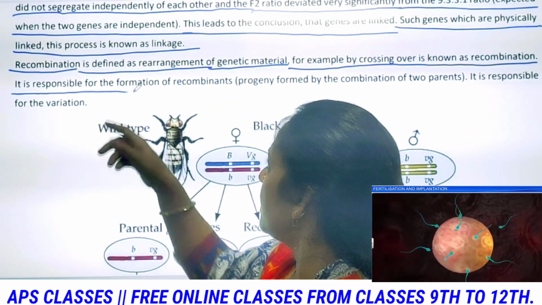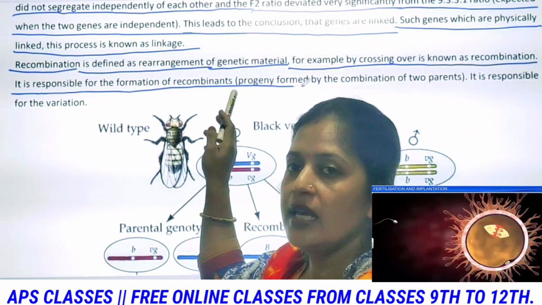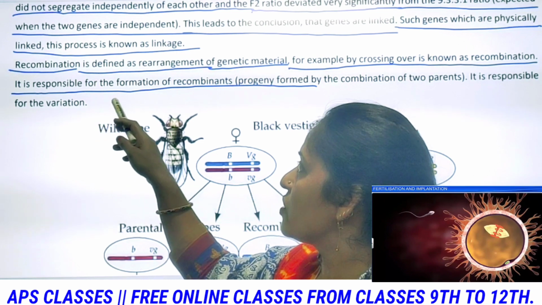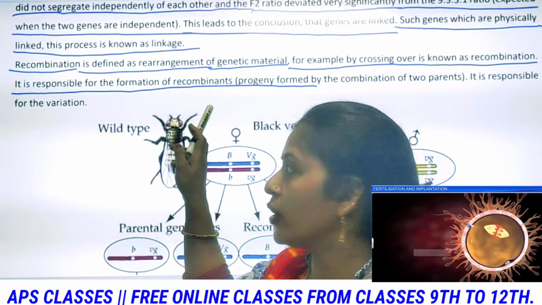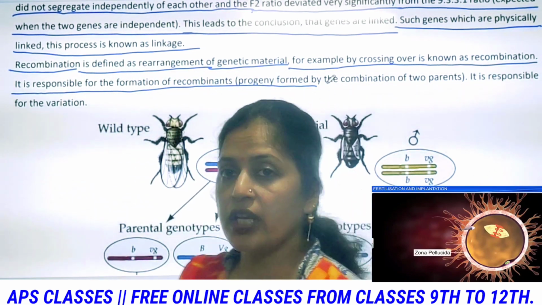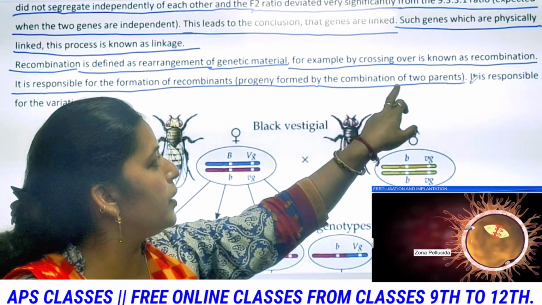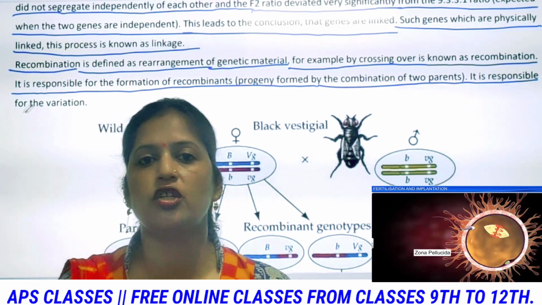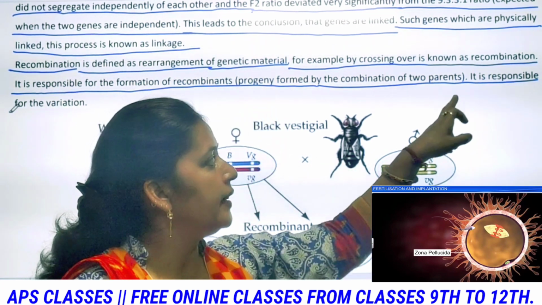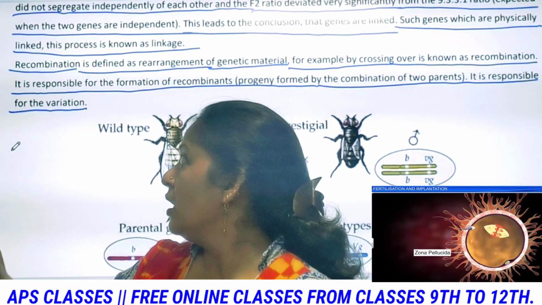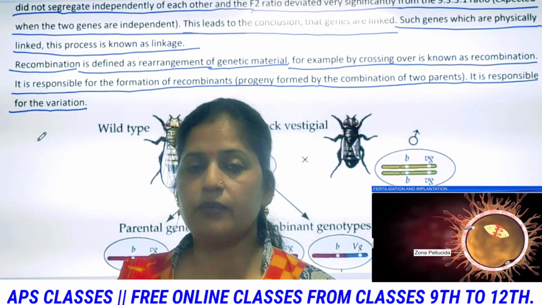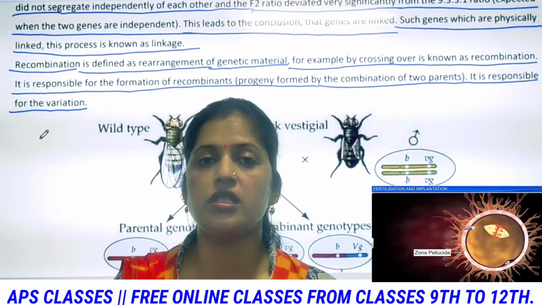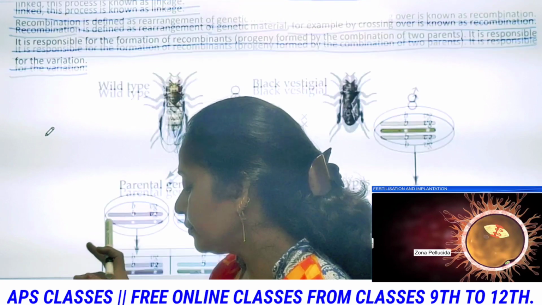It is responsible for the formation of recombinants. That means recombination is responsible for the formation of recombinants, that is, progeny formed by the combination of the two parents. The progeny that is formed is formed by the combination of the two parents. That is, the process is responsible for the variation.